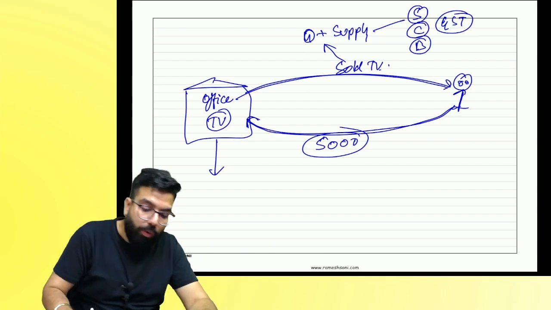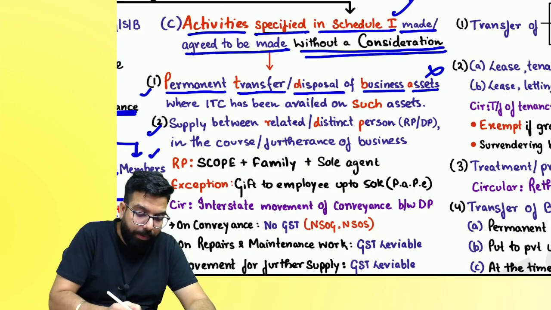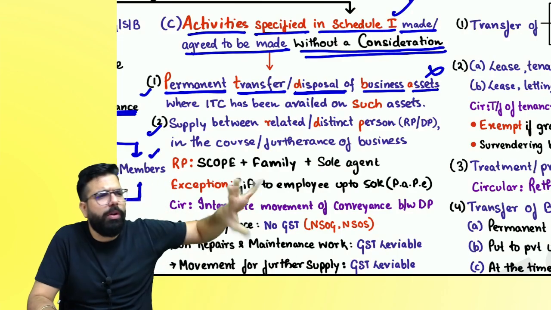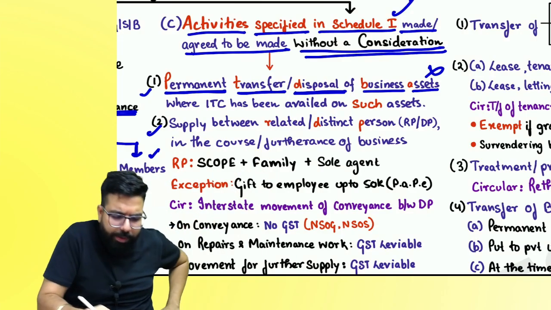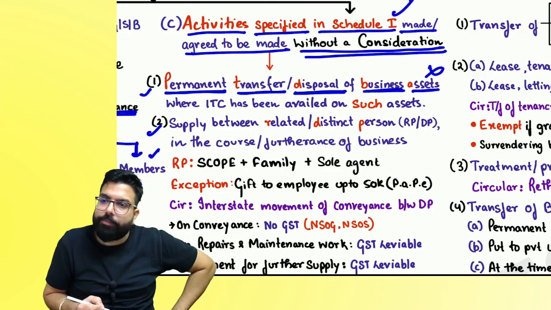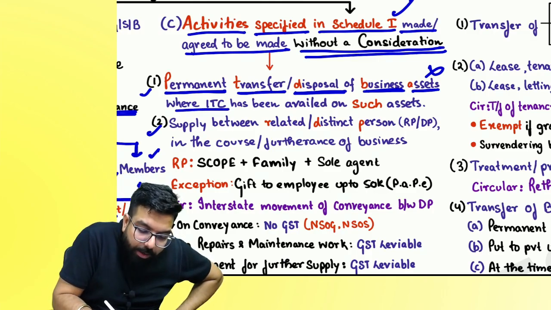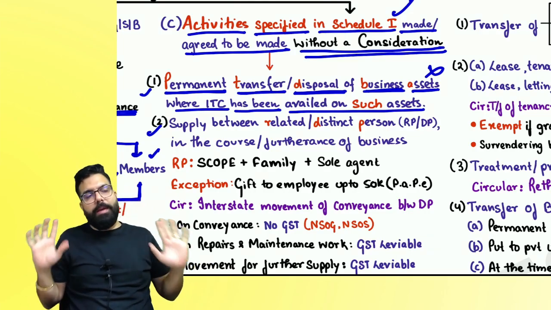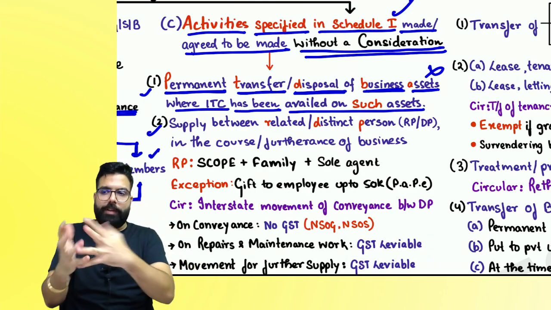Now I want to go ahead and talk about the next one. Permanently, if you transfer or dispose of, means sell off, your business asset where ITC has been availed on such asset. I will go ahead and give you one example. Everyone listen to me very carefully.